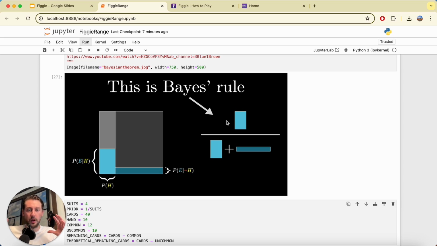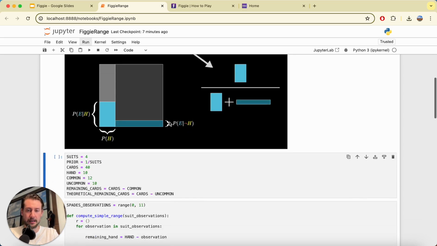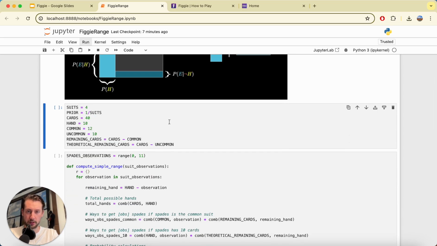You don't really want to hunt the target suit. But when you have a very skewed hand, you do want to hunt the suit. So the question now is, can we leverage Bayesian inferences to come up with a more precise estimate of what our goal suit is? And stick with me, we're going to write a little bit of code here.